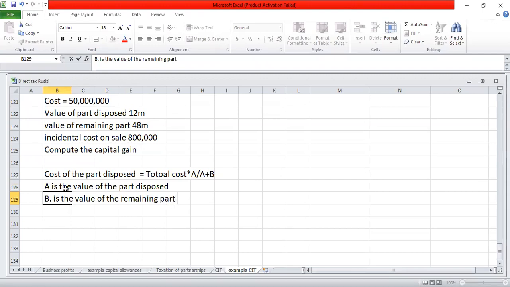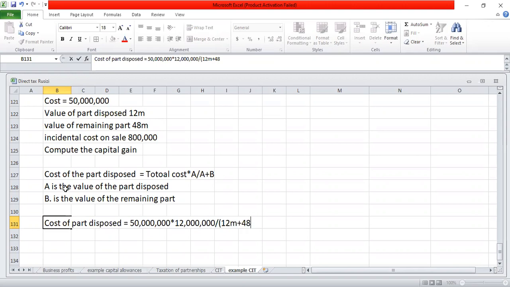The value of the remaining part. So in this case, the cost of the part disposed will be equal to total cost, which is 50 times 12 million divided by 12 million plus 48 million.